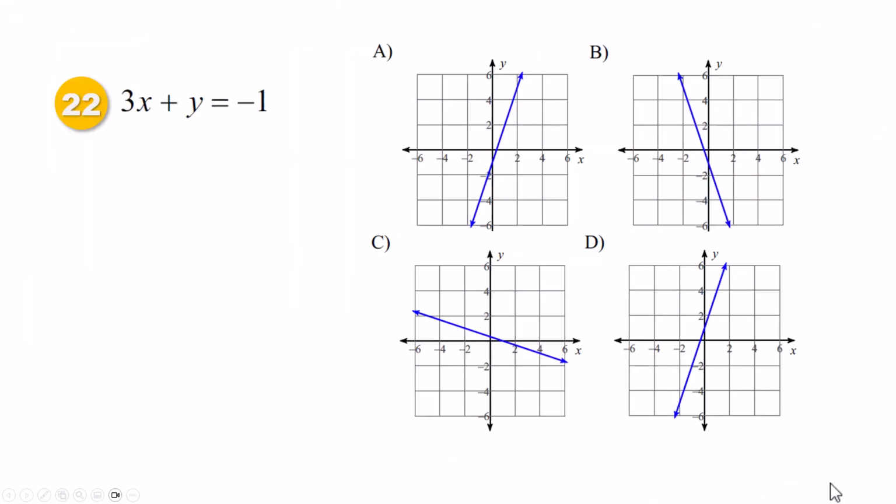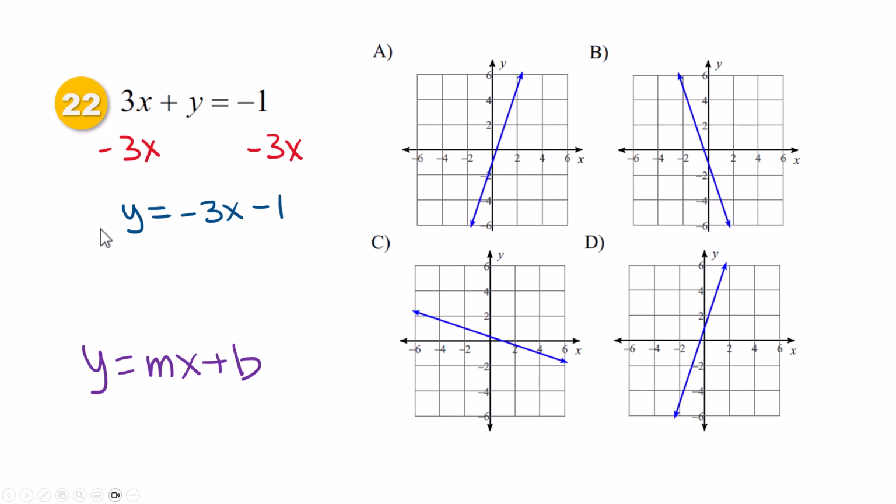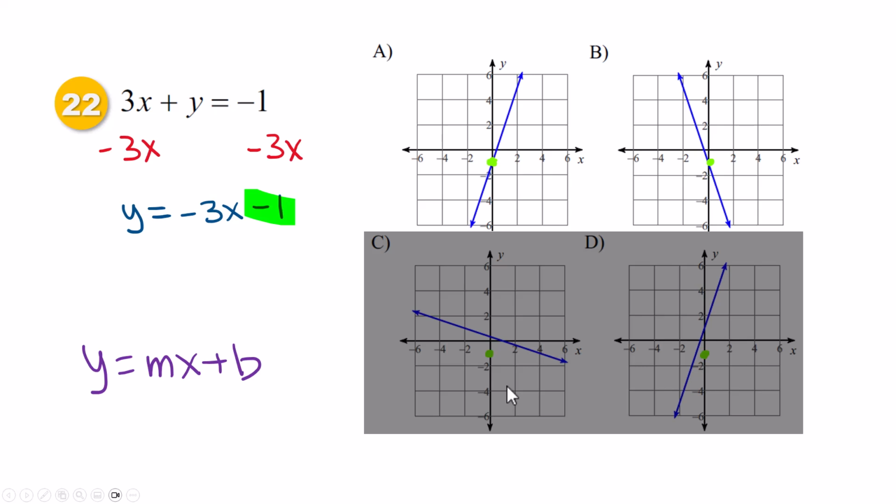Okay, now for this one, you could use intercepts again, but since y is all by itself, I'm going to just subtract the 3x. And so I have this thing in slope-intercept form right now. Y equals -3x minus 1. So I know the y-intercept is -1, and that is here on all 4 of my graphs. So these two, C and D, it doesn't even touch the right intercept. So I can get rid of those.